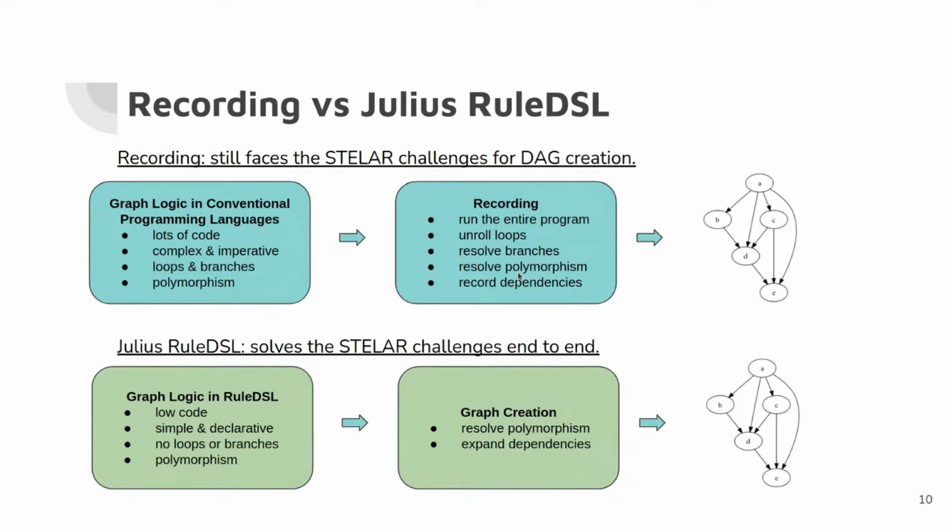So this is another point I want to make. Therefore, relying upon the traditional recording approach actually only solves half of the problem. This part still remains challenging, unresolved. In comparison, if you go with the root DSL, we solve the entire end-to-end, from the graph creation to the graph distribution and execution.